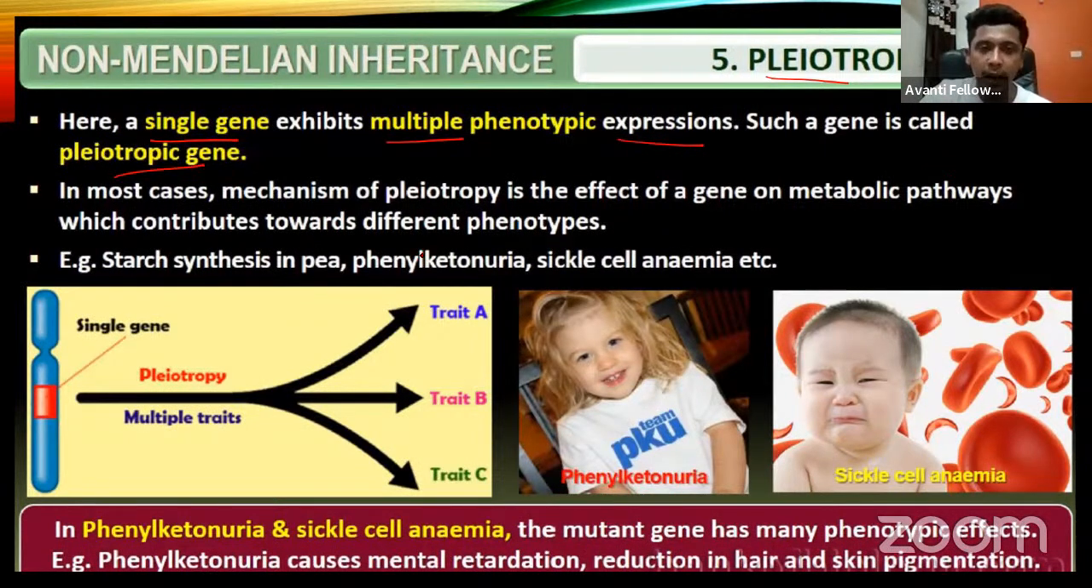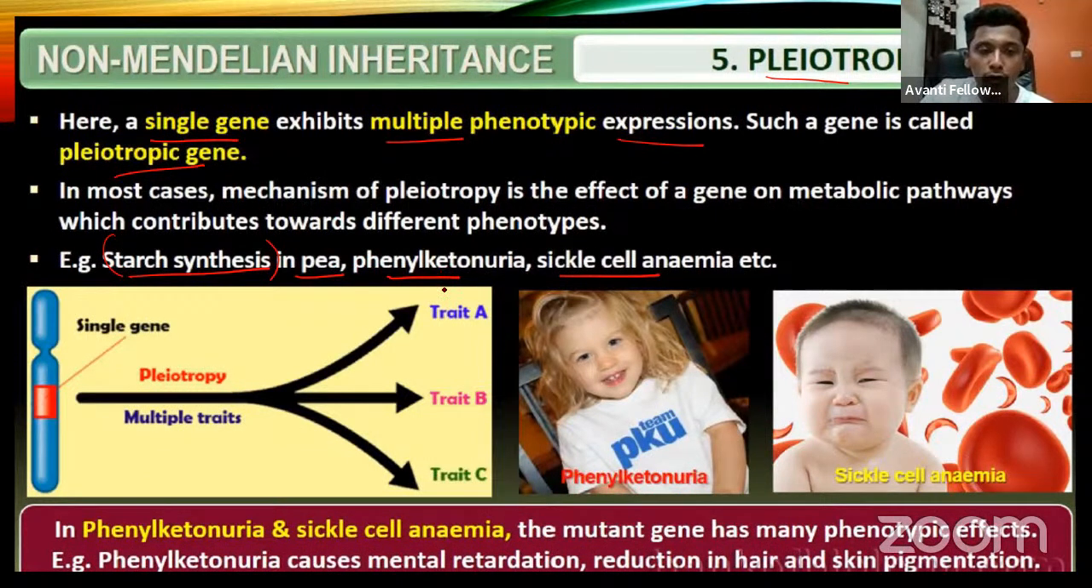And one of the best examples that we are going to study in the next classes, while we study genetic disorders, is phenylketonuria and sickle cell anemia. And one more example is starch synthesis in pea plant. Whenever we take these examples, one gene will result in many phenotypic expressions. For example, let us talk about the starch synthesis gene. The starch synthesis gene in pea plant is responsible for both the starch quantity as well as the shape of the seed. So these are two phenotypic characteristics, isn't it?